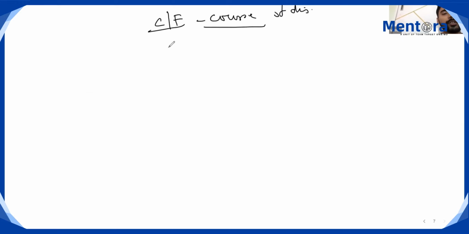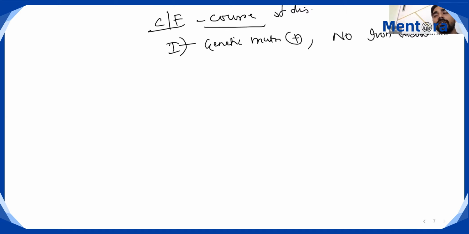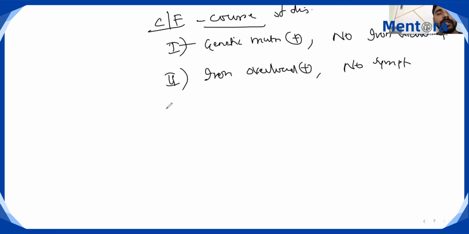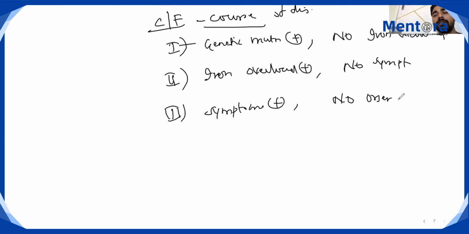you can see one thing. Actually, the course can be categorized into 4 types. One, people who have the genetic mutation present but no iron overload. This is one spectrum of people. Second spectrum is iron overload present but no symptoms. Third spectrum is symptoms present due to iron overload but no organ damage. And fourth spectrum is you have organ damage. So this is the clinical course of hemochromatosis.